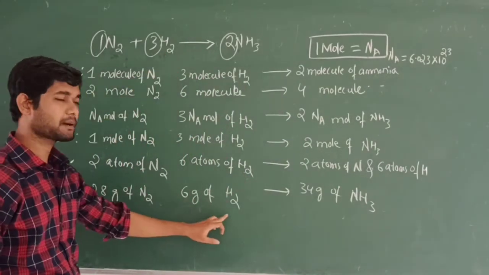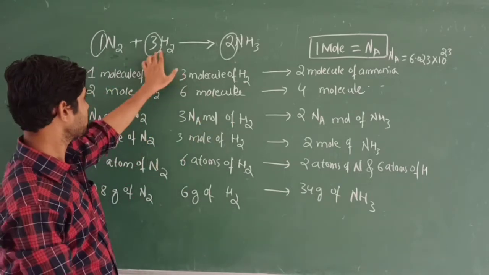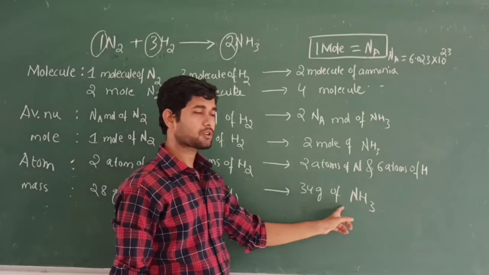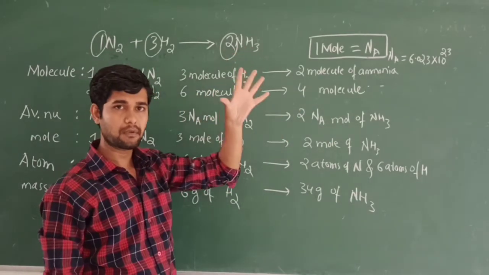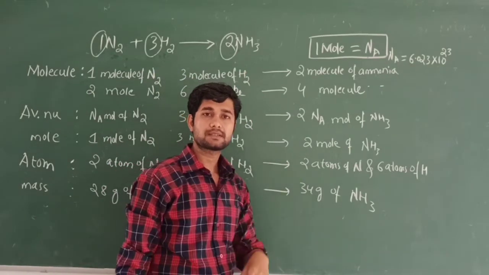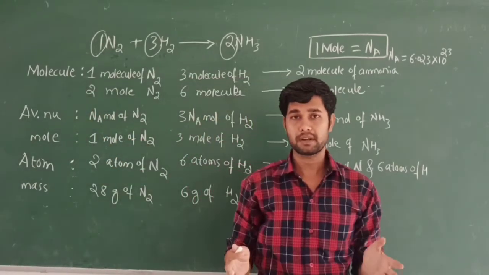Hydrogen is 6 gram of hydrogen. Each hydrogen has an atomic mass of 1, so it becomes 6 times 6 gram of hydrogen, which gives rise to 34 gram of ammonia. Which means when you count these atomic masses, we get 34 gram of ammonia. So like this, in many different ways, we define stoichiometry.